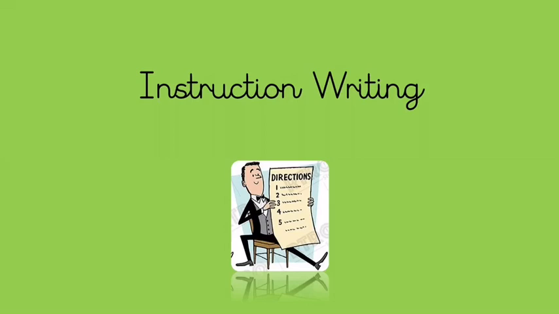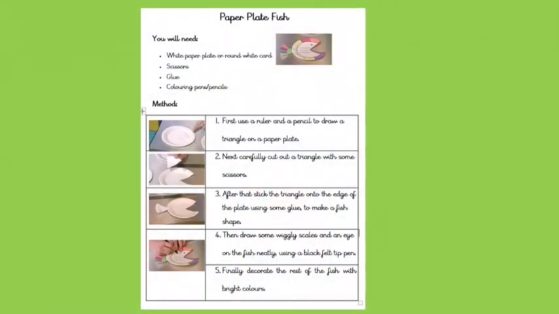Today we are looking at instruction writing. We are in writing instructions, so we are going to go on to look at some of the features. As I said, we are looking at how to write a set of instructions. So you might give instructions, telling somebody how to do something, and it might perhaps be something to do with a crafting activity, or it might be instructions like a recipe when you are explaining how to do something. So here are some instructions, and it says paper plate fish. So here is a set of instructions for how to make a paper plate fish.